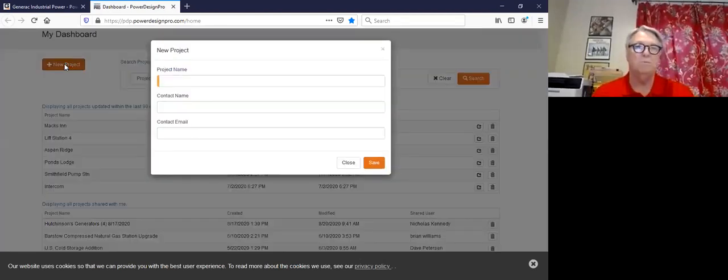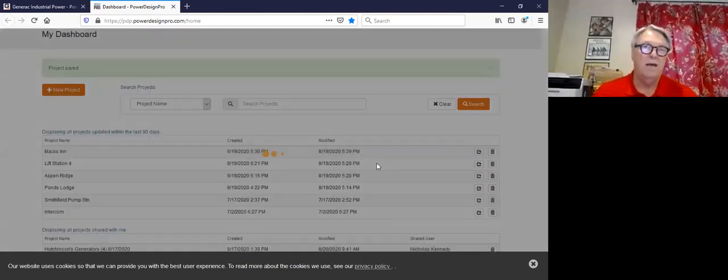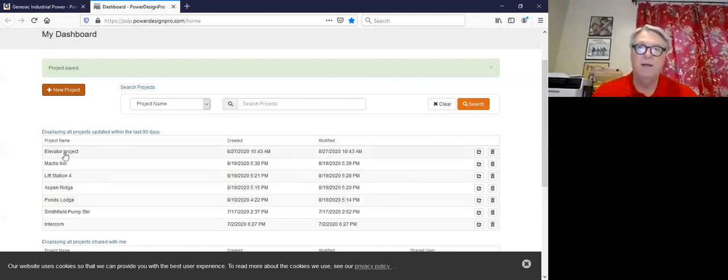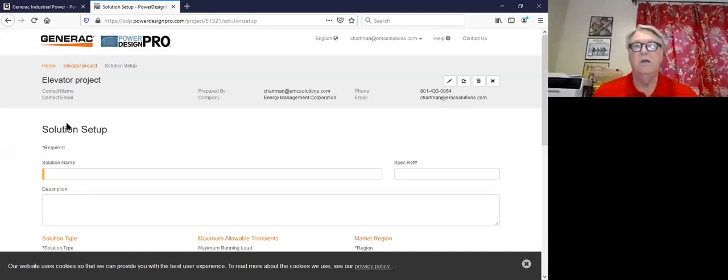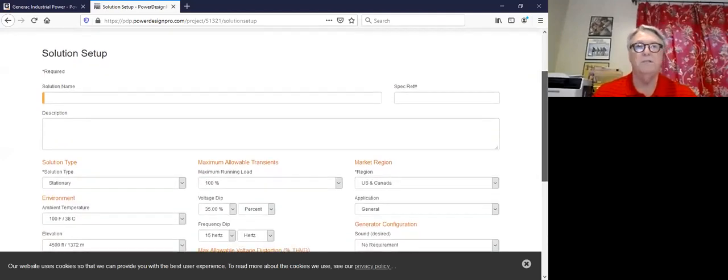It works kind of like a spreadsheet. So I'm going to create a new project, and I'm going to call it the Elevator Project. I could put my name and email if I want, but I'll save that. And then you'll notice down here is my Elevator Project. It's added those to my projects. If I click on that, I go to my first screen, I hope. Oh, I'm sorry, I've got solutions. And I can have several solutions. I can do 3, 4, 5 different solutions with different loads and different generators for the same system.